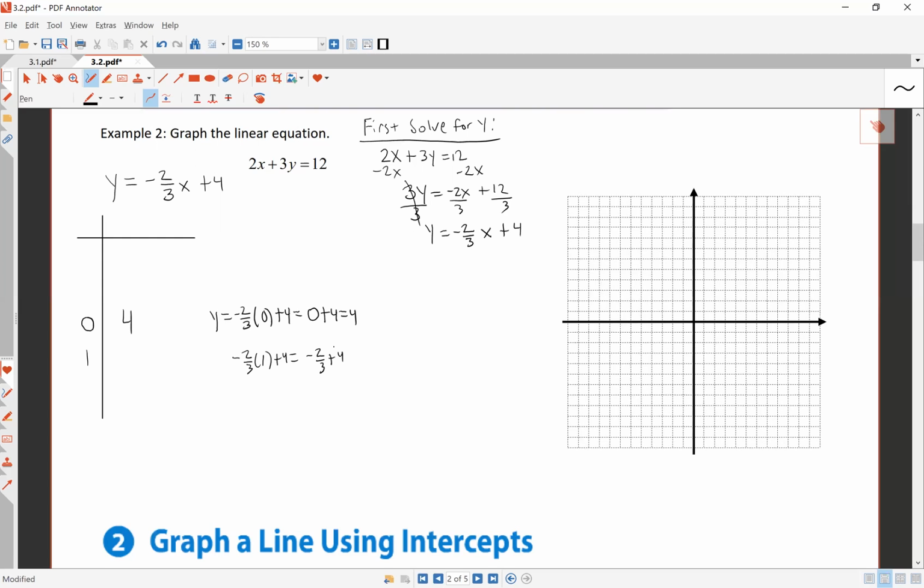If I plug in multiples of 3, like 3, 6, and 9, then when I plug them in, negative 2/3 times 3 over 1, the 3's will cancel each other out, leaving us with negative 2 plus 4, which is 2. If x equals 6, then 3 goes into 3 once and into 6 twice. And negative 2 times 2 is negative 4 plus 4, which is 0.